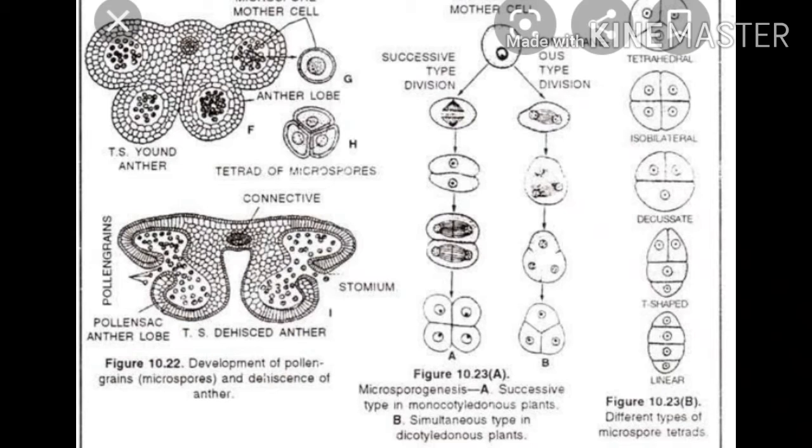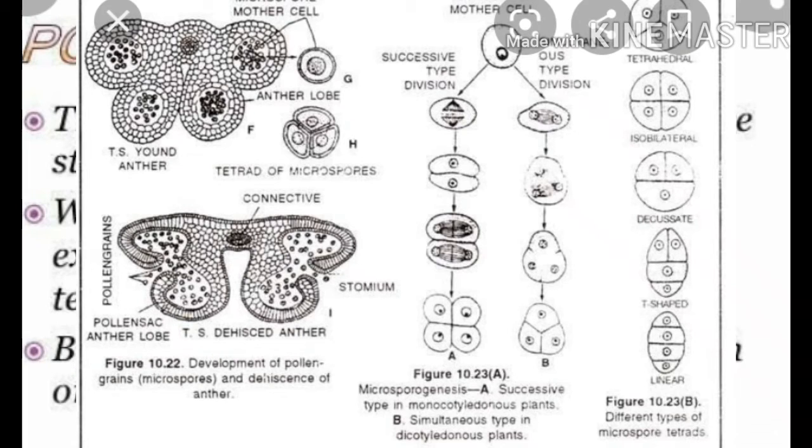This type of tetrad is called isobilateral and is of common occurrence in monocotyledons and polypetalous dicotyledons. The second one is simultaneous type. In simultaneous type, the first meiotic subdivision is not followed by wall formation, eliminating the formation of dyad.